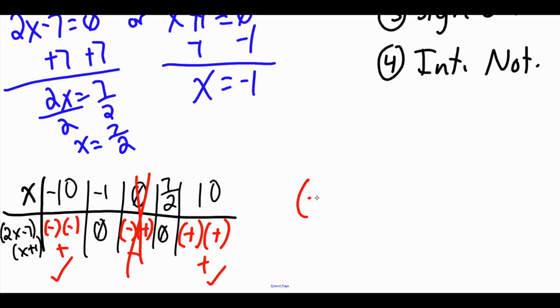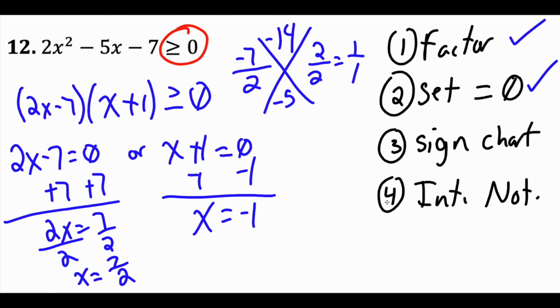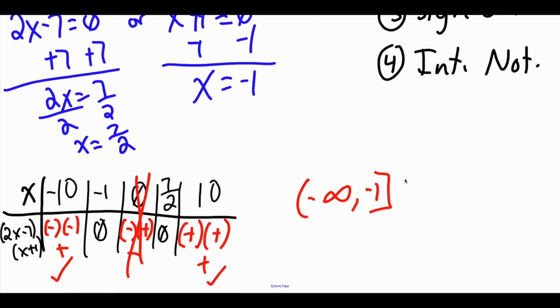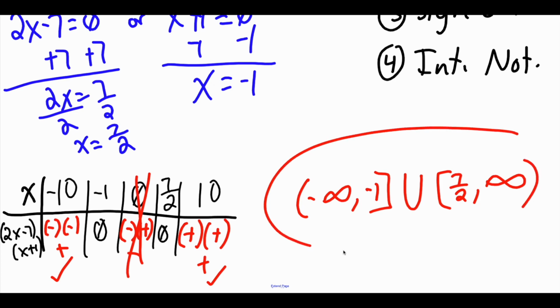Well, I want all the numbers from negative infinity up to negative 1. This is going to get a bracket. Why is it a bracket? Because it's or equal to. Or, this is where the union comes in, all the numbers bigger than 7 over 2. So bracket 7 over 2, comma, infinity. That is your final answer.